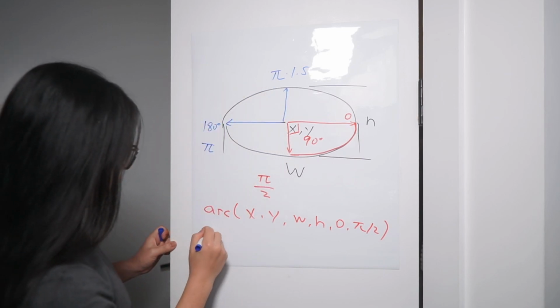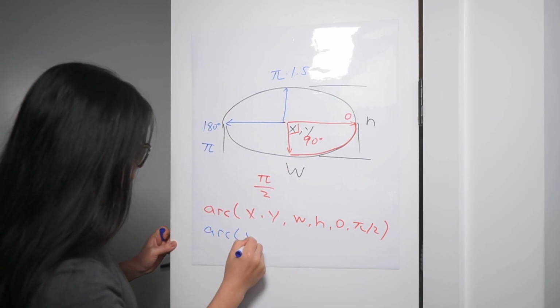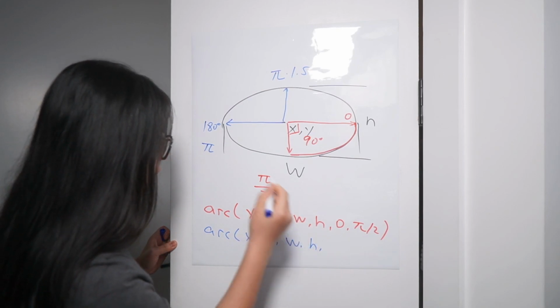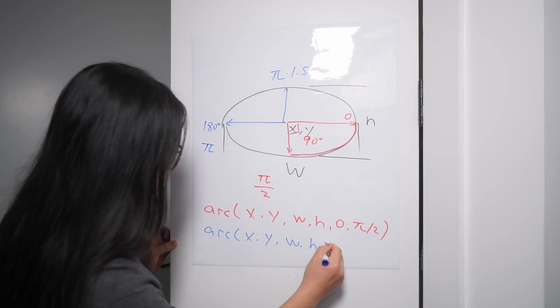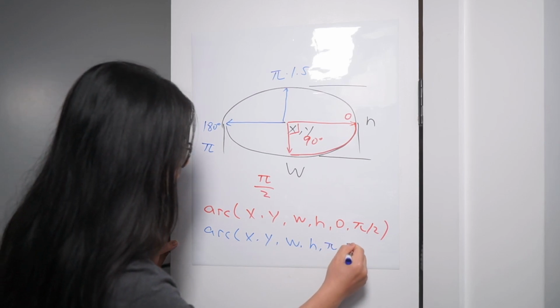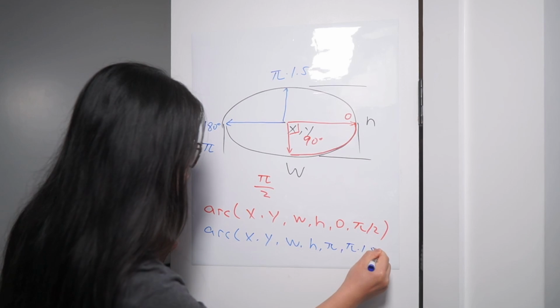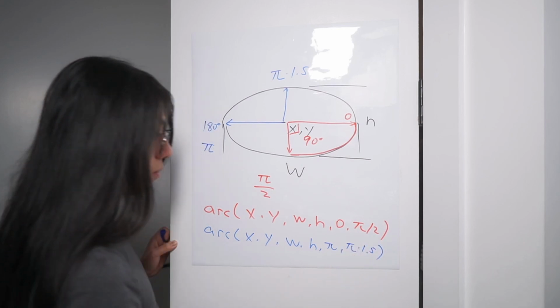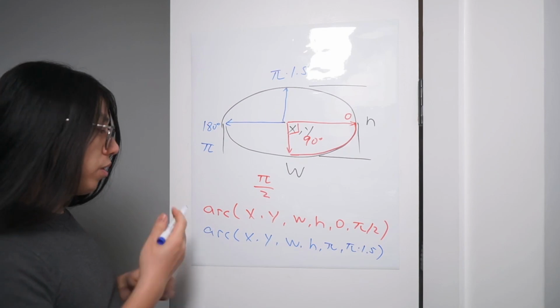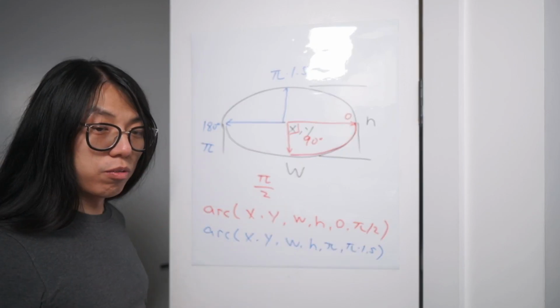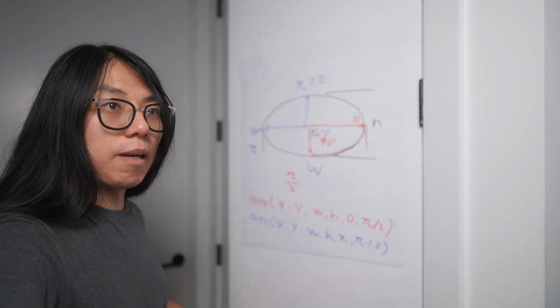And let's write it here. So x, y, w, h, and starting at pi and ending at pi times 1.5. Maybe put this a little bit taller. So these are going to be the two functions that we will refer to. Let's get back to the coding.